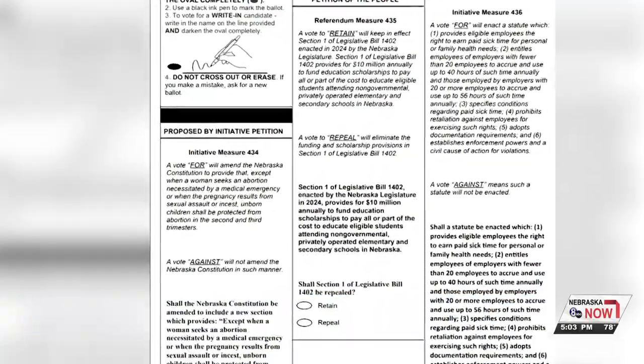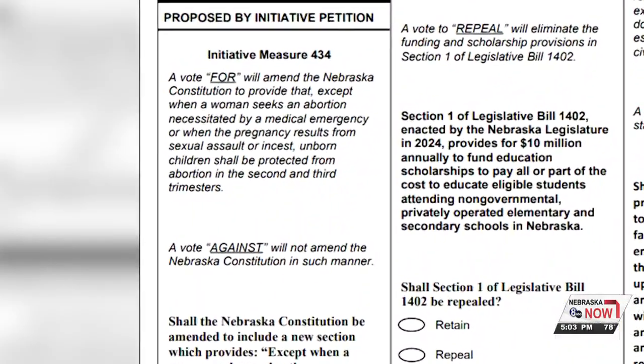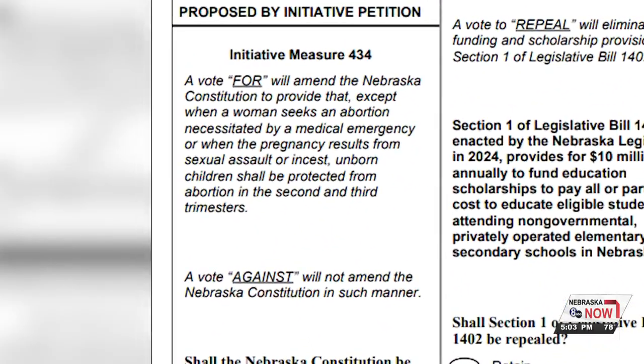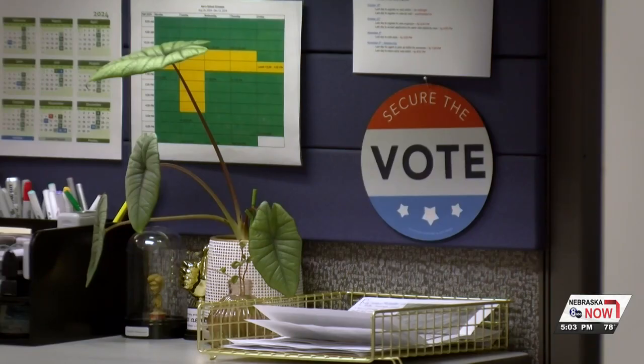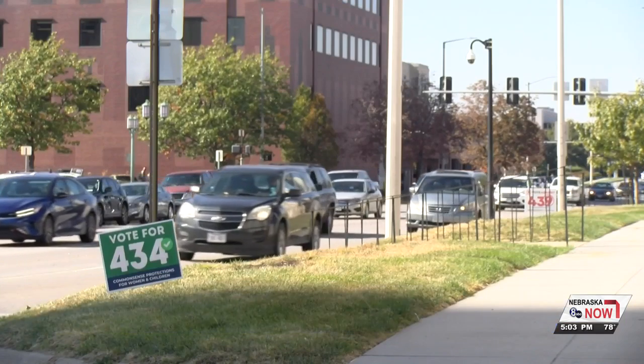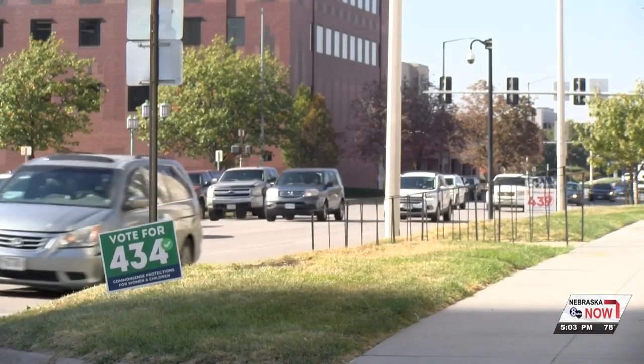Take a look at this sample ballot. It says Initiative 434 will amend the Nebraska Constitution to ban abortion in the second and third trimesters with exceptions. That's in line with current state law. Political science professor Tim Hill tells me 434 opens the door for more abortion restrictions. What 434 would do is that it prevents the legislature from being able to make any laws allowing abortion after the first 12 weeks. But it does not prevent them from making laws outlawing abortion in the first 12 weeks.